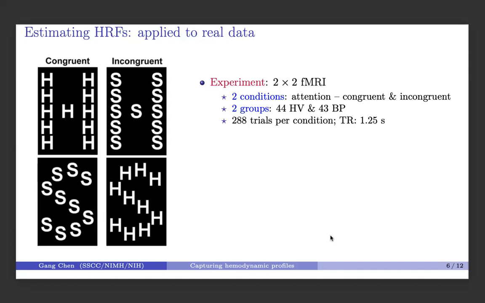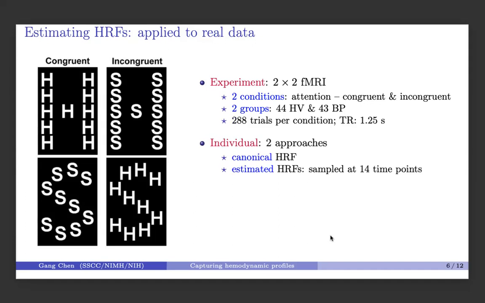Then we have 2 groups of individuals: 44 healthy volunteers and 43 with bipolar disorder. So that's the 2x2 design. Then there are other parameters. The TR is 1.25 seconds, which is shorter than usual. There are about 300 trials per condition. So those are the experimental parameters.